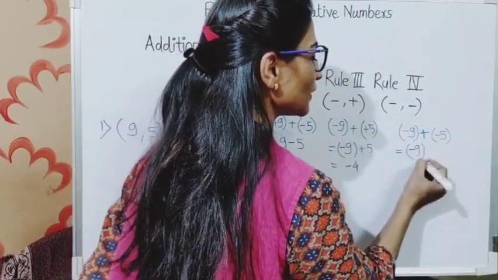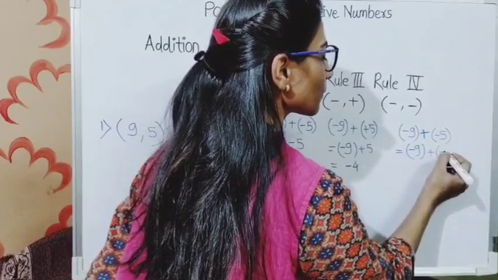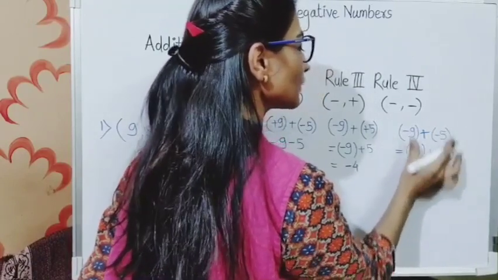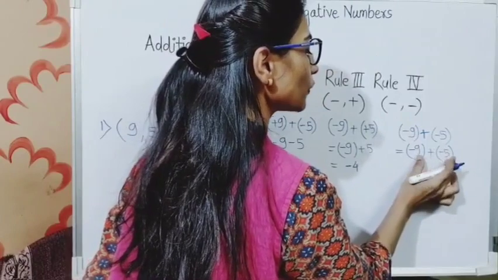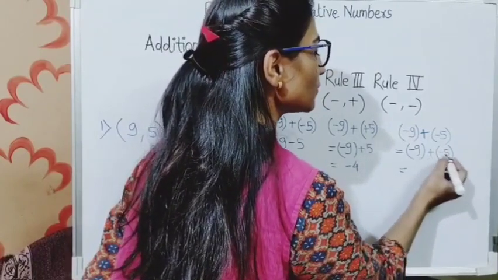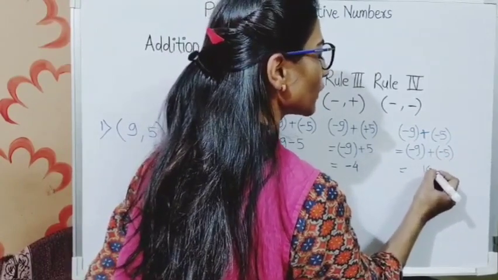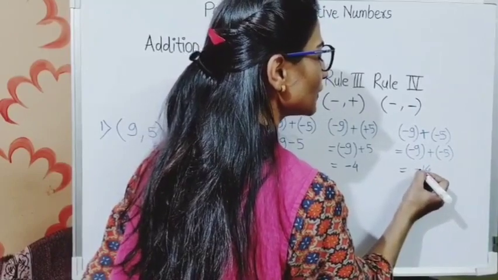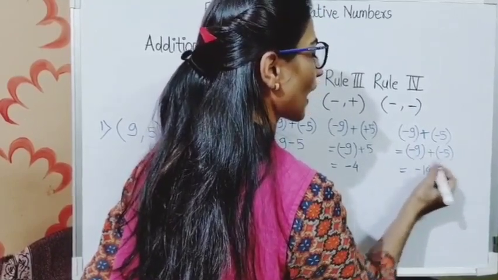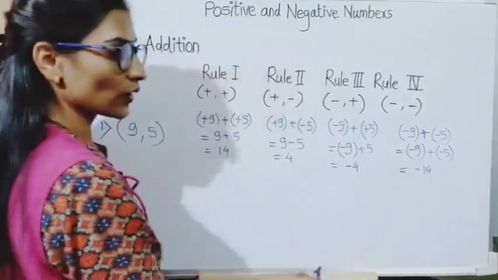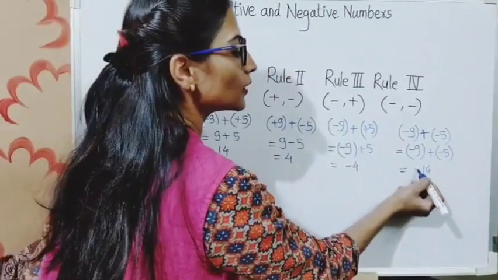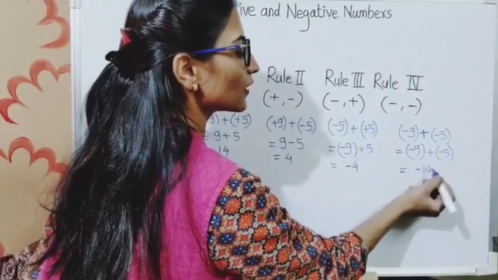Minus 9, negative 9 plus negative 5, it remains as it is, only we have to add them together. Means what? 9 plus 5 is equal to 14, but the sign will remain negative because both the numbers have a negative sign. That's why we have to give a negative sign to the resultant number.